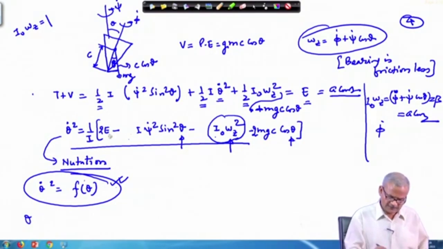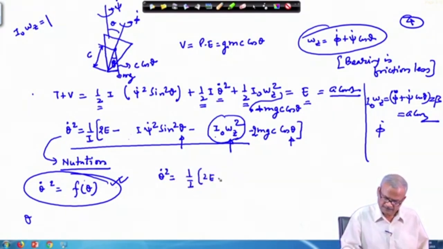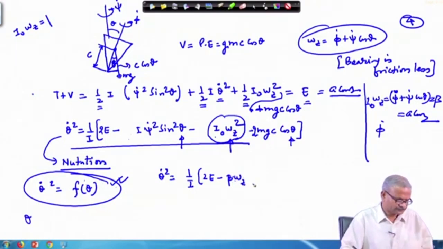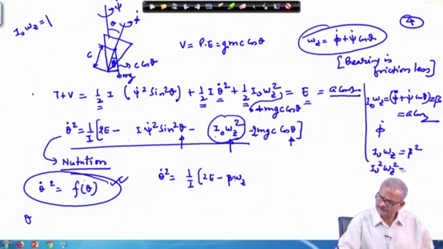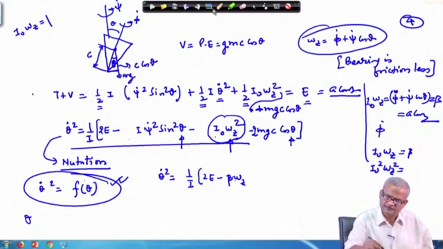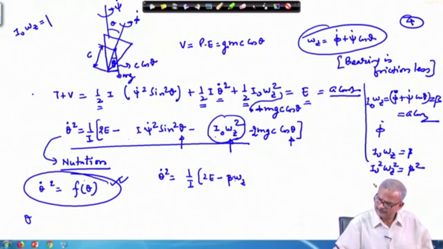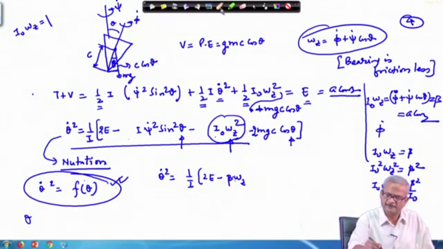Okay. So, for this part we can rearrange it and we can write this as 1 by I times 2 E minus I 0 times omega, I 0 times omega z is beta. So, we write it a little in a better way, beta times omega z, or we can also write it like this, I 0 times omega z equal to beta. So, I 0 omega z square, this equal to beta square, and therefore, I 0 times omega z square can be written as beta square divided by I 0. So, we can write using this notation also.